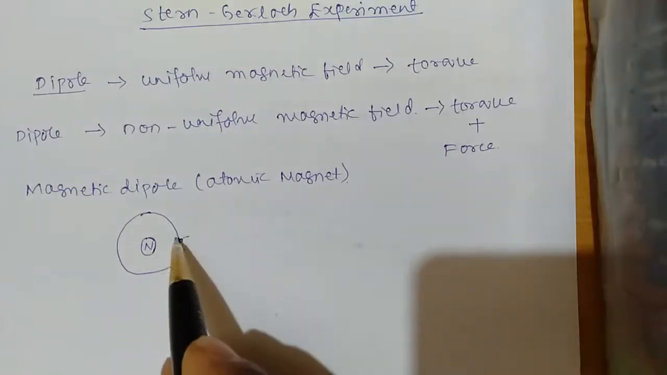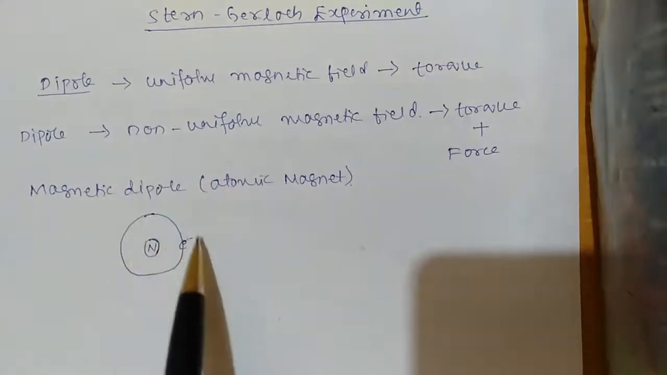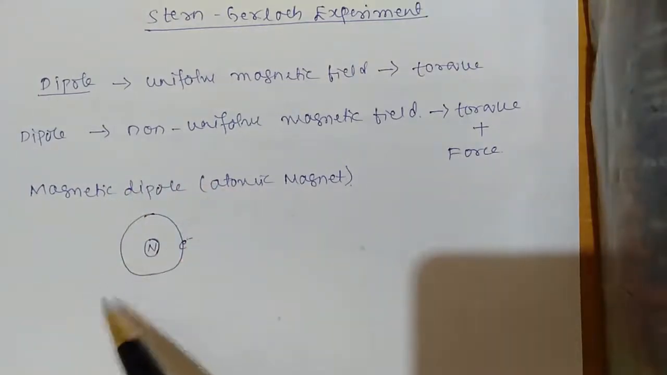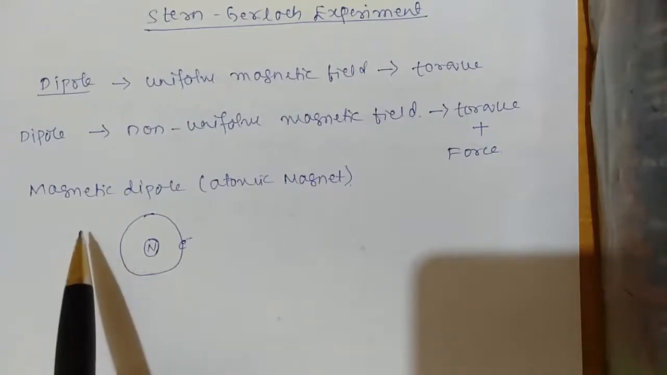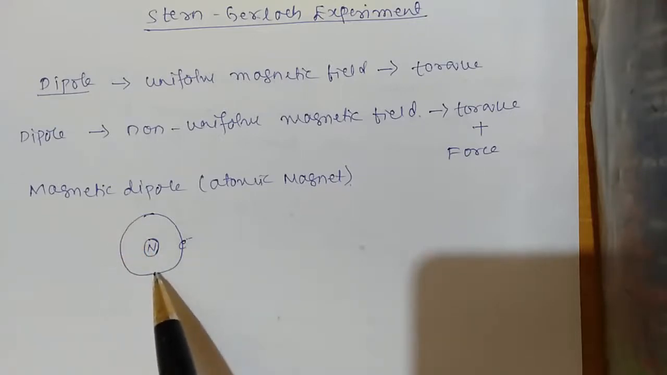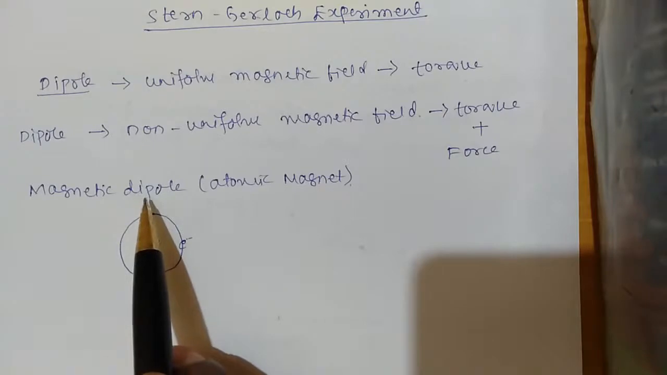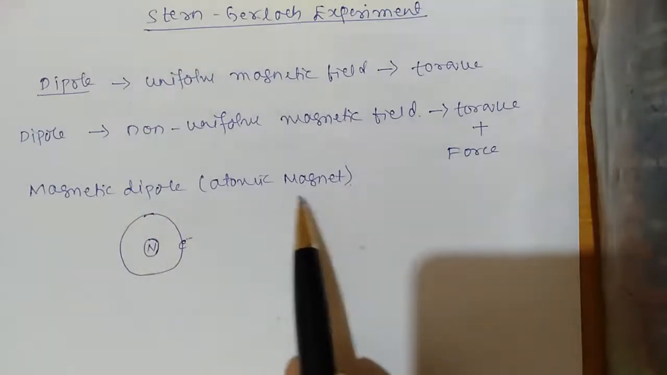Why? Because when this constitutes current in the clockwise direction, this face of the coil will act as the south pole and the opposite face will act as the north pole. Therefore, the electron revolving around the nucleus in an atom, or in general the atom, will be regarded as a magnetic dipole, or simply called an atomic magnet.